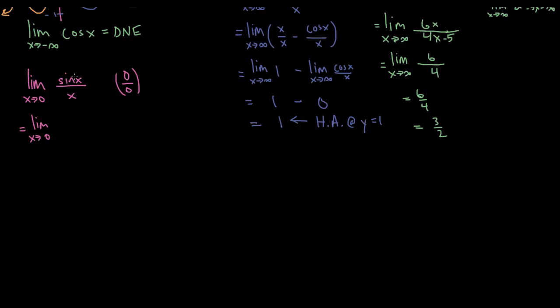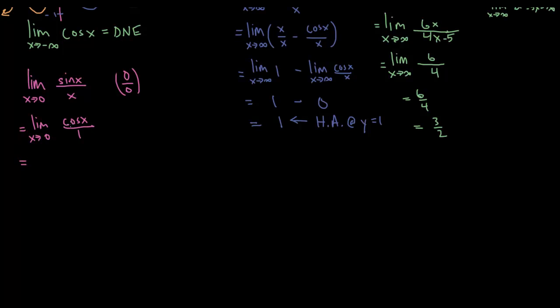So what's the derivative of sine? It's cosine. What's the derivative of x? It's 1. Now I have to stress here, don't think you have to use the quotient rule here. We're taking the numerator derivative separately from the denominator derivative. So there's no quotient rule here. Okay? But now can we evaluate this limit?